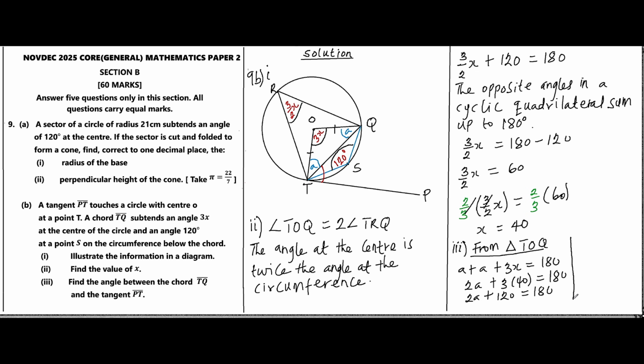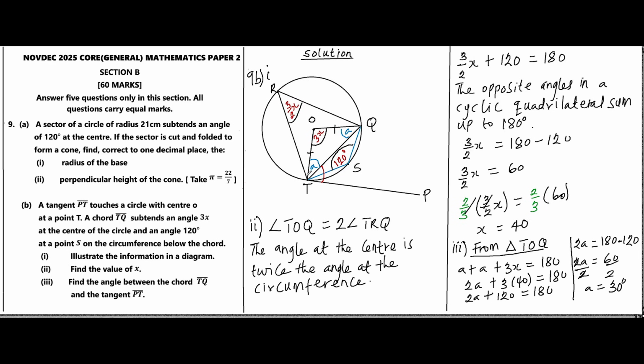Let me put some space here. So we have 2A being equal to 180 minus 120. So 2A is equal to 60. So when you divide this side by 2, the 2 will cancel out. We have the value of A as 30 degrees. So that is the value of A.